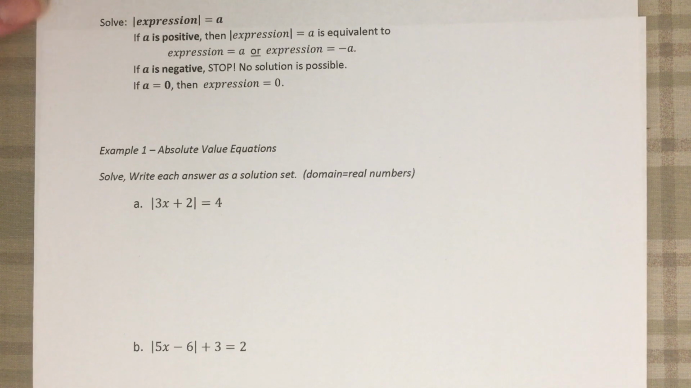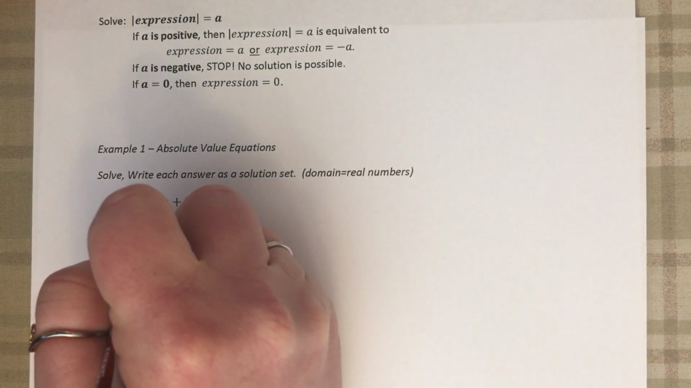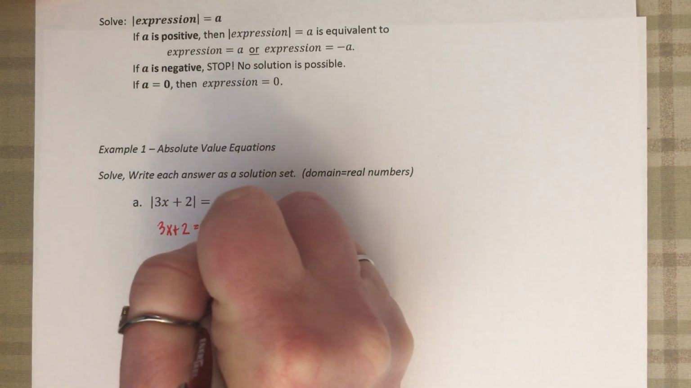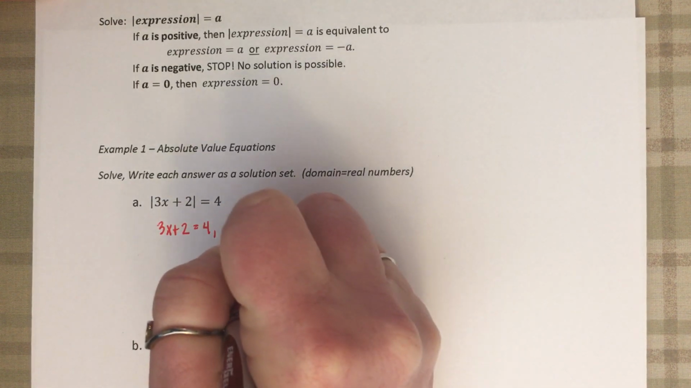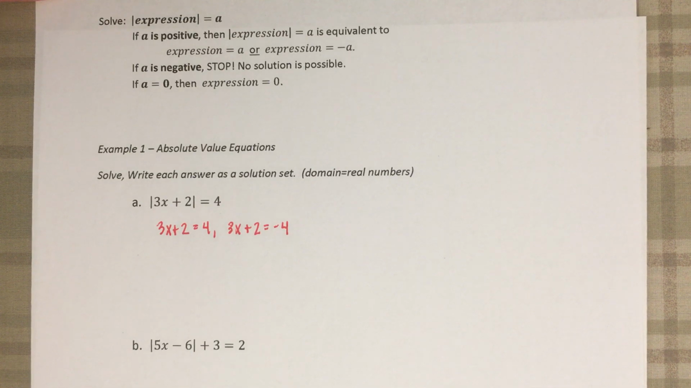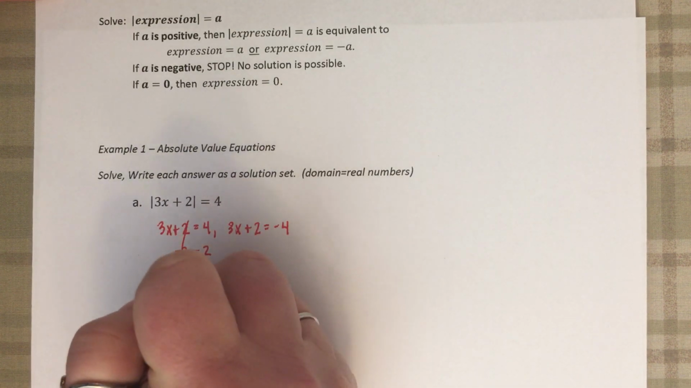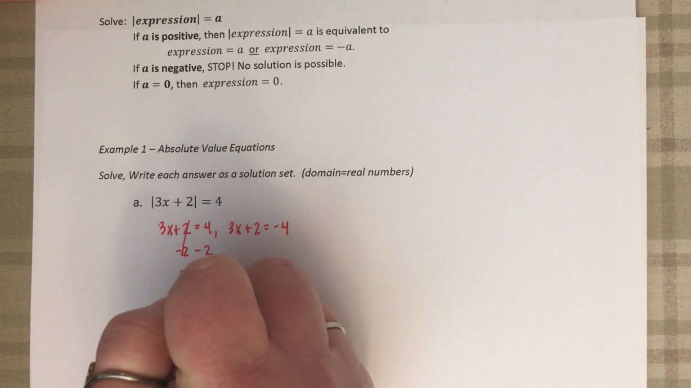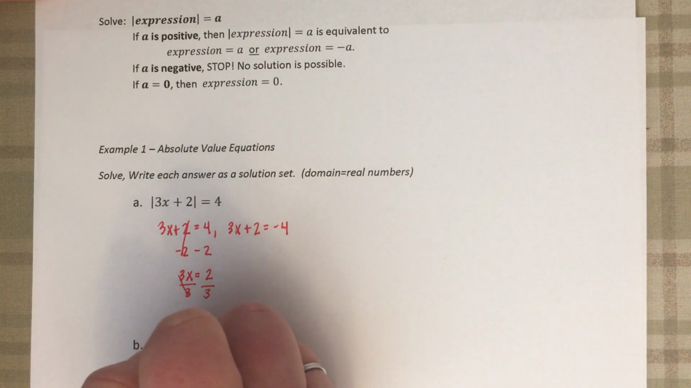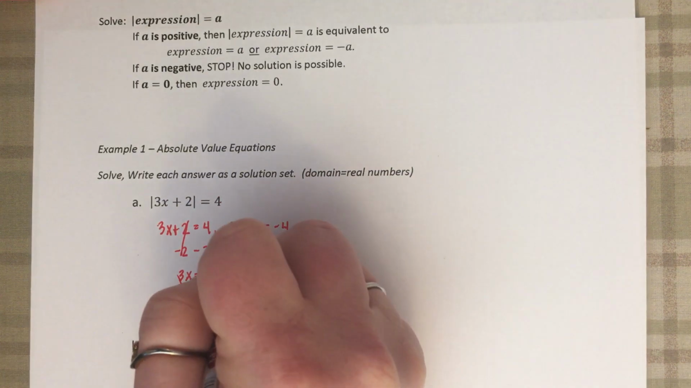All right, so for example A, solve, and write each answer as a solution set. Looking at what we have here, we have a positive 4 on the right side of our equation. So we're going to start by writing 3x plus 2 equals positive 4, and 3x plus 2 equals negative 4. Then we're going to solve each of these equations for x. We subtract 2 from both sides, we get 3x equals 2. Divide by 3, we get x equals 2/3.